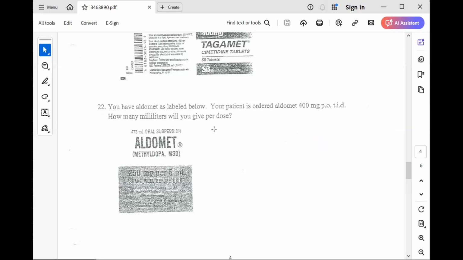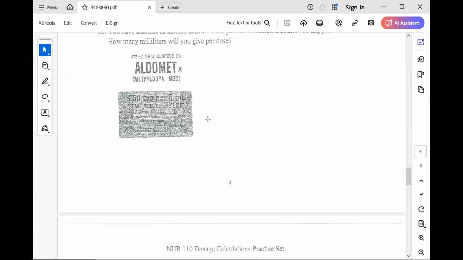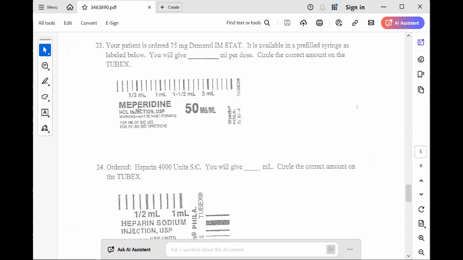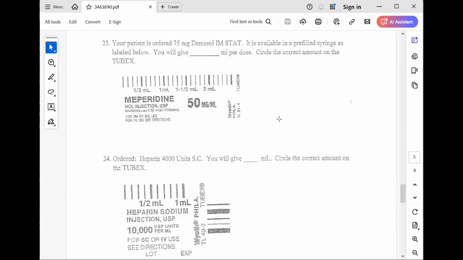Okay. All right, let's see what else we got here. There are these questions, and I have them both listed here. I'm going to try and open up my screen a little bit more. These are what we call the TUBEX questions. It's kind of like a syringe, and you're going to mark the TUBEX. One's a Demerol and one's heparin. So we're just going to follow this and do exactly what we've been doing.